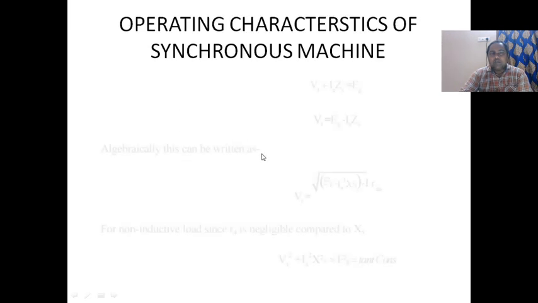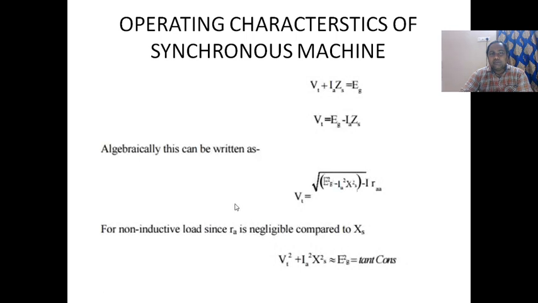So next one is the operating characteristics of synchronous machines. The operating characteristics means, whenever the alternator is loaded, definitely Eg is equal to Vt plus IaZs. Vt is equal to Eg minus IaZs. We know that from this expression, Eg square is equal to Vt square plus Ia square Xs square. From this equation, we draw the operating characteristics of the machine.